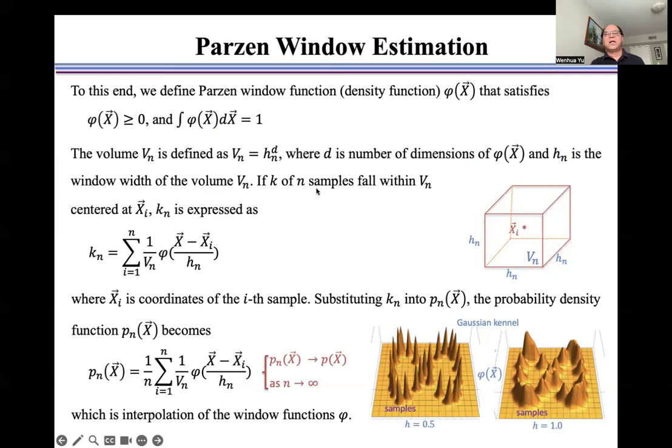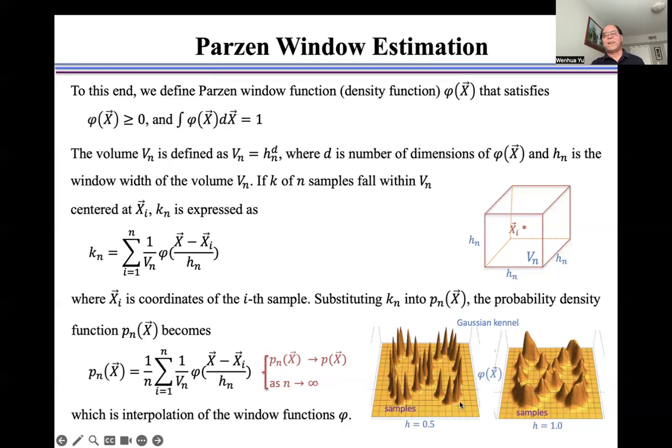If k of n samples fall within Vn centered at xi, kn is expressed as the interpolation of the Parzen window functions phi, where xi is the coordinates of the ith sample. Substituting kn into pn, the probability density function pn becomes the interpolation of the Parzen window functions phi. pn converges to the posterior probability distribution p as n tends to infinity.